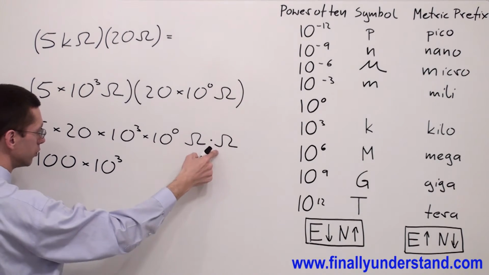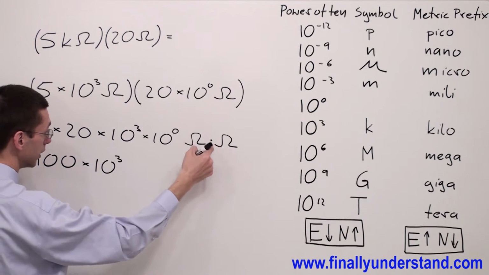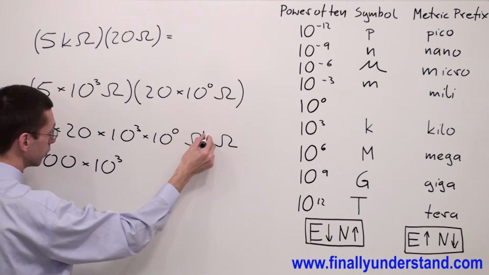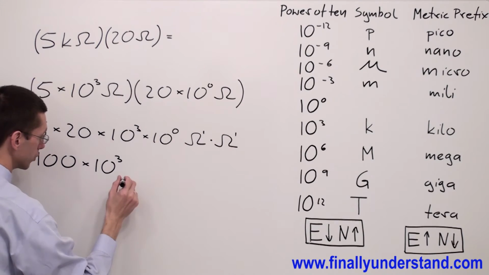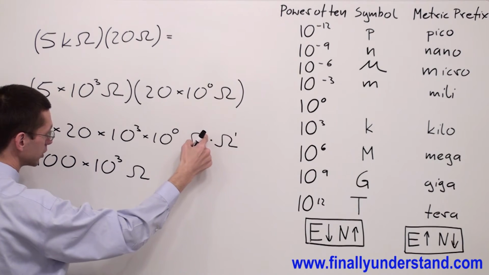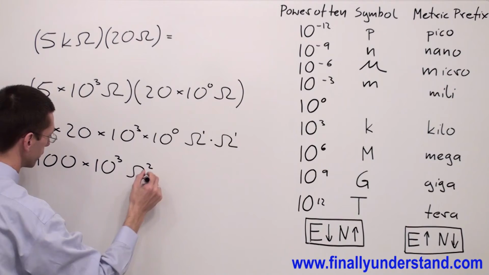Now, if it comes to the unit, we have to do the same thing. Remember, this is the base, and anytime I have no exponent, there is always an invisible 1. So this is going to be ohm, because I have to keep the base and add exponents. 1 plus 1 is equal to 2.